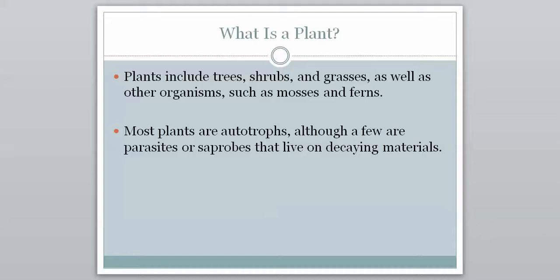And most plants are autotrophs, which means they have to make their own food, although there are a few that are parasites or saprobes, which we said were decomposers that live on decaying materials. And also there's some others that are carnivorous as well. If you've ever heard of the Venus flytrap, it is a plant that actually has to get its nutrients from living things. So that could technically be classified as a parasite or a saprobe, but I'm not exactly sure on that one. So they're not all autotrophs. Most of them are, but not all.